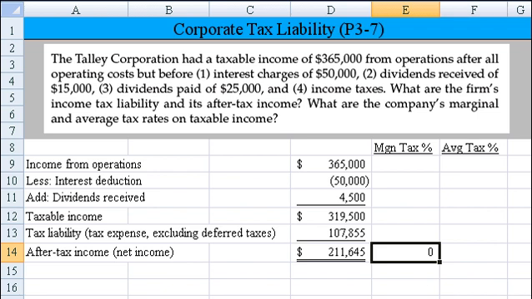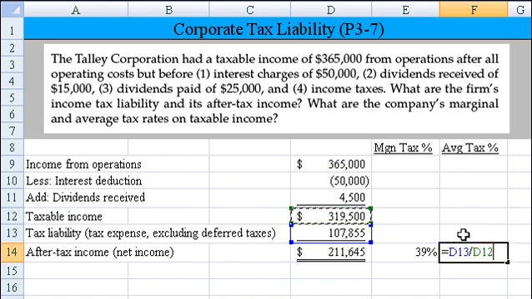Format that. Where's my percent sign? There it is. And I'm going to format this one as well. Now the average tax rate, what you need to do is take the 107 and divide it by the 319. And we come up with 33%.